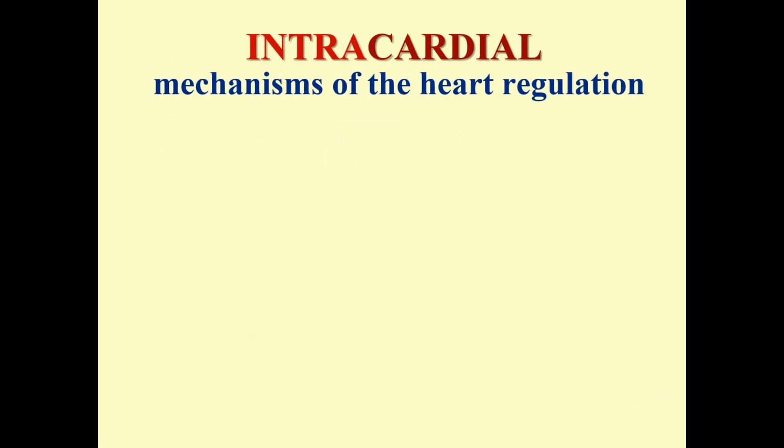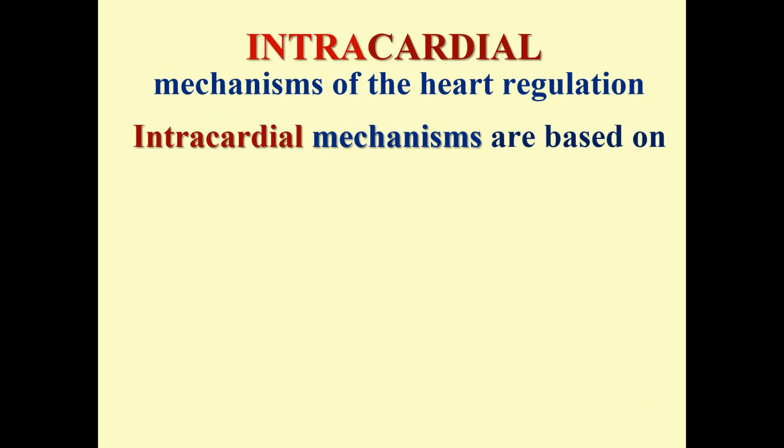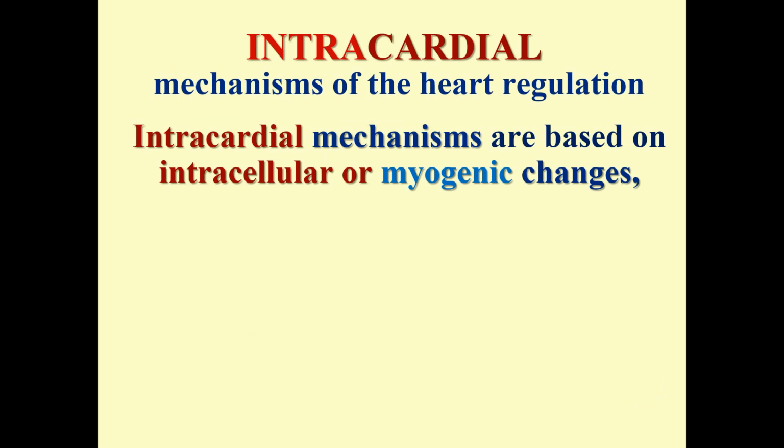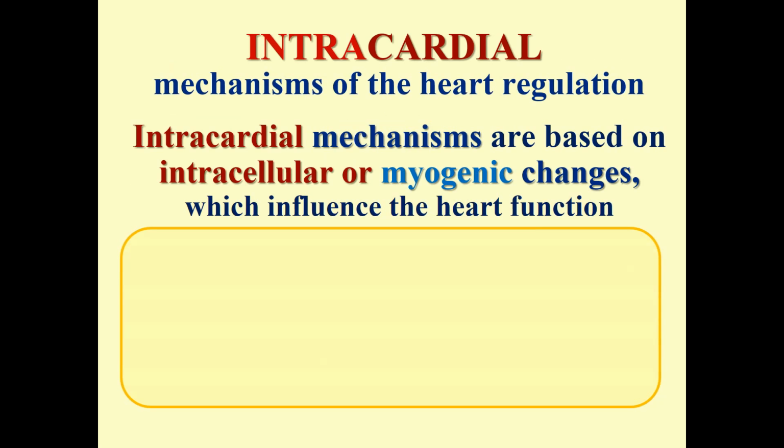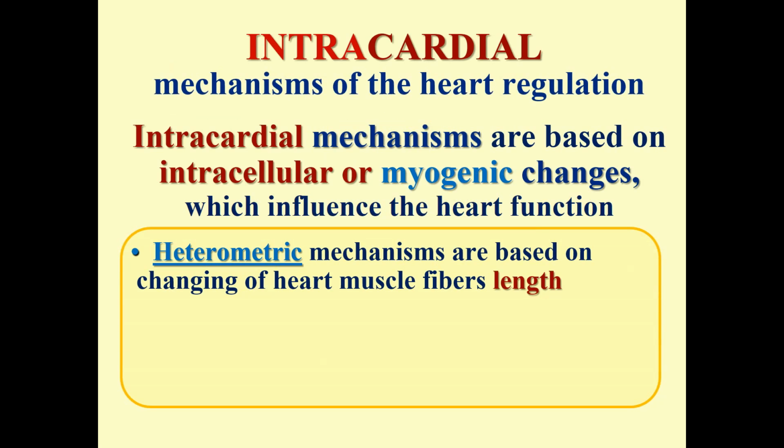First, we consider the intracardial mechanisms of the heart regulation. They also can be subdivided. They all are based on the intracellular mechanisms and also they can be called myogenic, produced by muscle tissue. These changes may influence the heart function. And they are divided into hetero and homoeometric. The terms hetero and homoeo, the roots of words mean different. In this case, heterometric, it's a different length. If length changes, it may produce changes in the heart functioning.